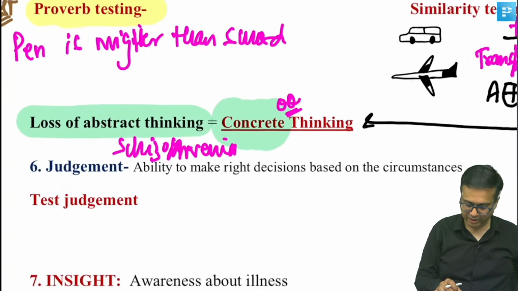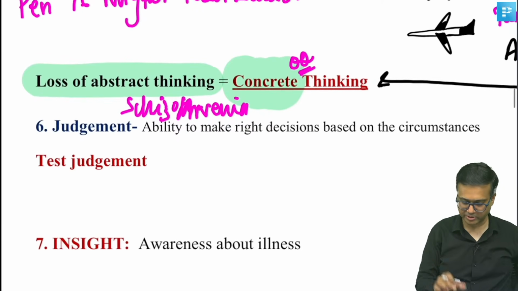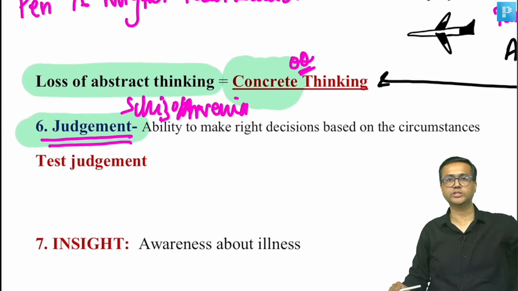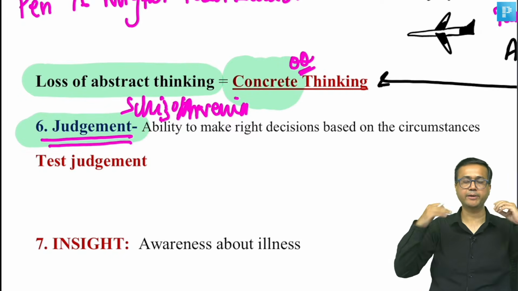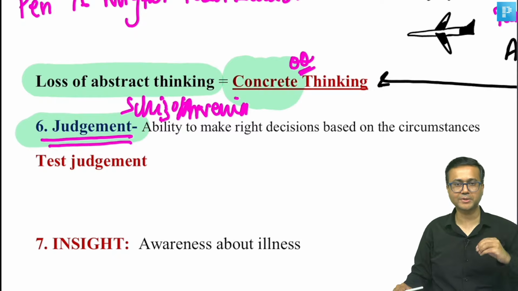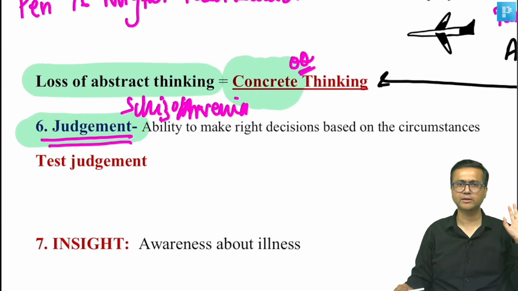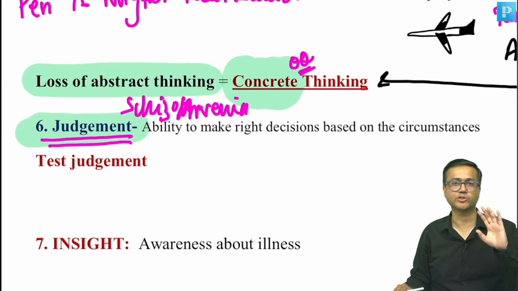Very good. Beta, let's discuss the next heading, that is judgment. We'll discuss what is judgment. Again, don't mug up anything. In a courtroom, the judge hears all the evidence and passes a judgment. So judgment means the ability to take the right decision. All of us take so many decisions every day. So that tells about our judgment.